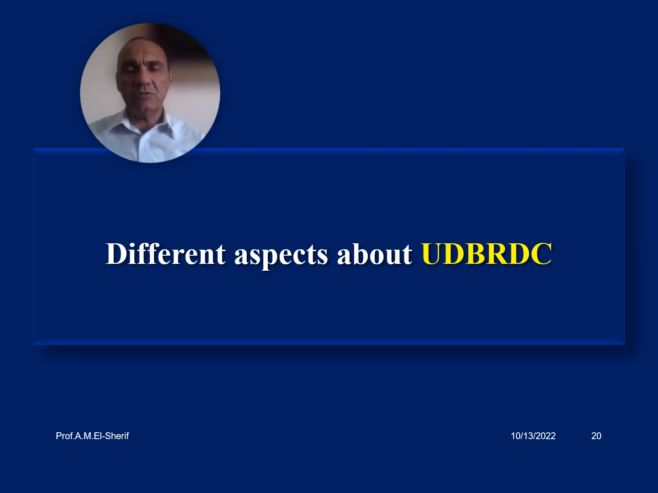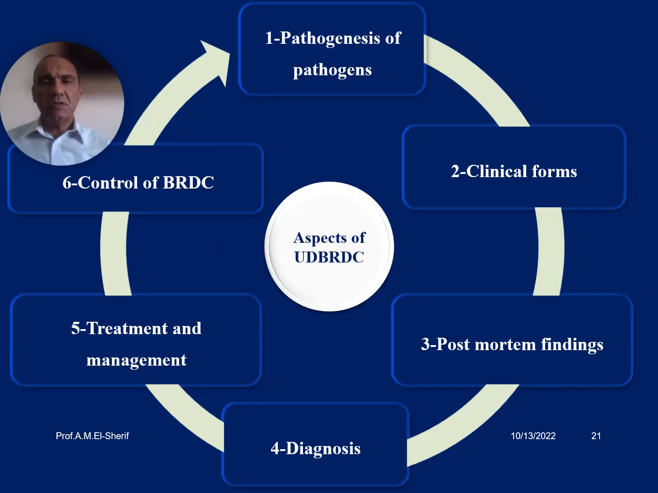Different aspects about undifferentiated bovine respiratory disease complex. We will speak about different aspects for complete clearing of undifferentiated bovine respiratory disease complex. First aspect is the pathogenesis of different pathogenic risk factors or different pathogens. Number 2, clinical forms of this disease. Number 7, post-mortem findings. Number 8, the diagnosis of this disease. Number 9, treatment and management of this phenomena. And number 10, the control of bovine respiratory disease complex.